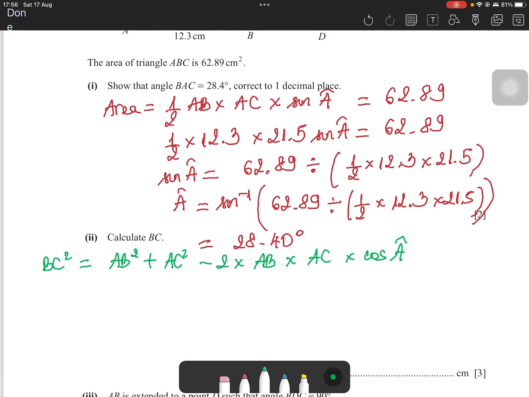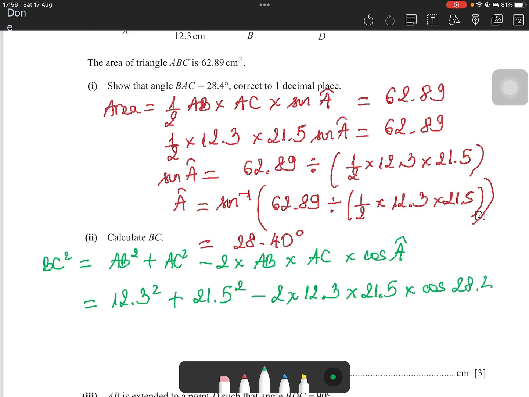Now we substitute everything. AB is 12.3, AC is 21.5, minus 2 times 12.3 and 21.5 times cos A. You know the angle A is 28.4 degrees. So BC is equal to the square root of everything. Then the answer for BC is 12.2 centimeters.